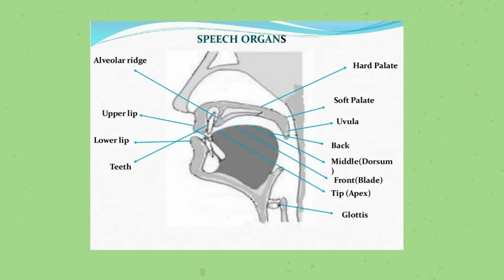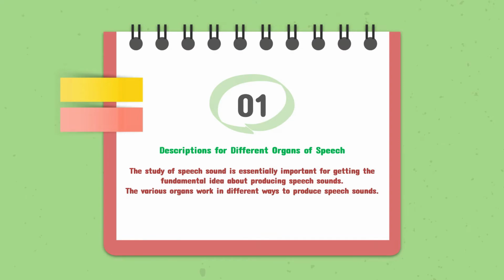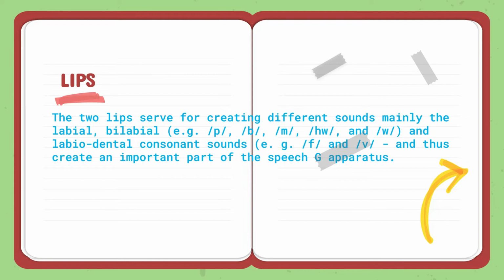This is the picture of speech organs. Description of different organs of speech. The study of speech sounds is essentially important for getting the fundamental idea about producing speech sounds. The various organs work in different ways to produce speech sounds. Lips. The two lips serve for creating different sounds, mainly the labial, bilabial, and labiodental consonant sounds, and thus create an important part of the speech apparatus.